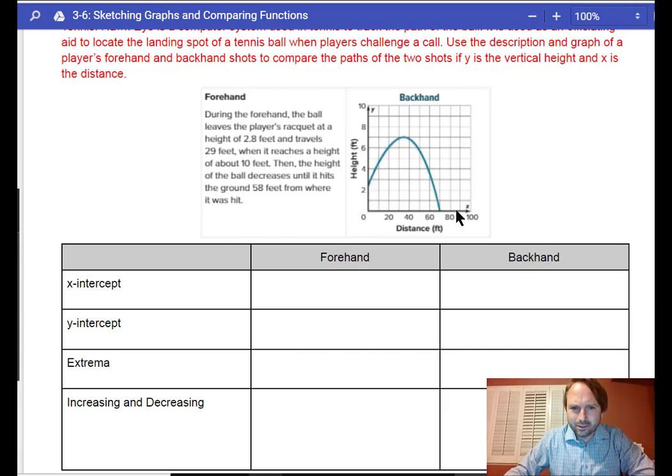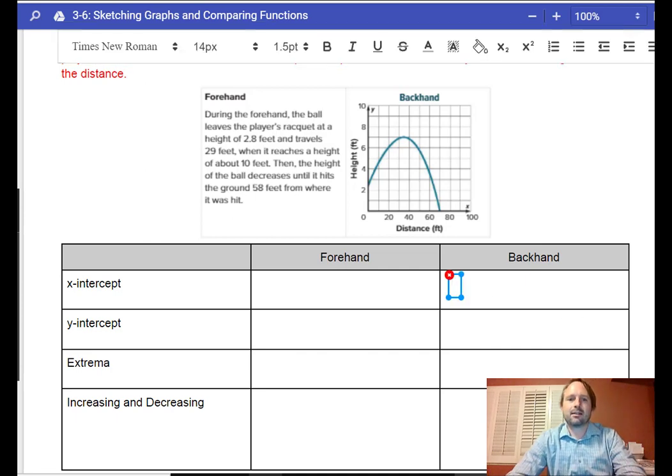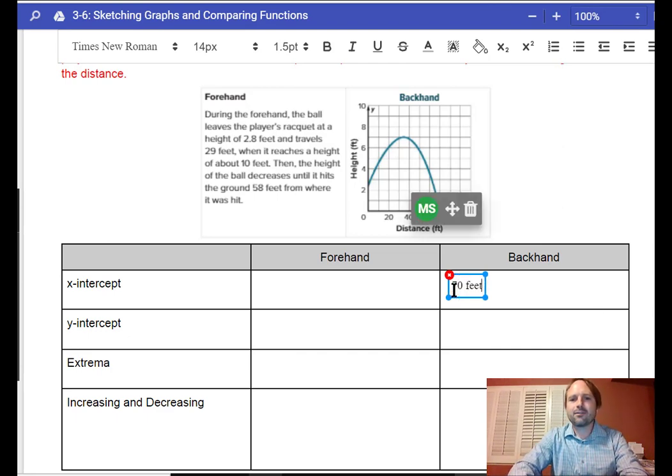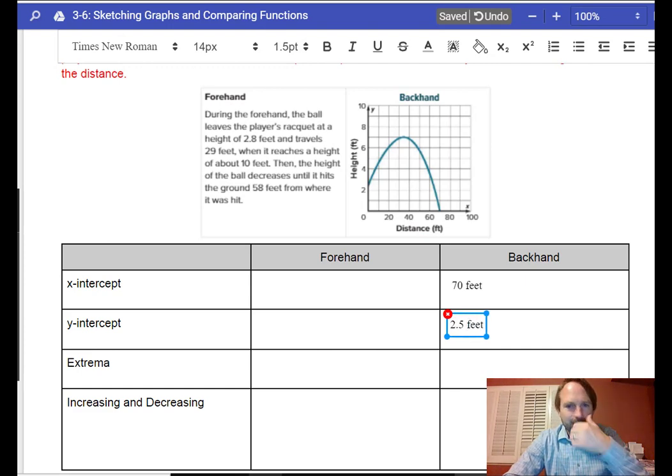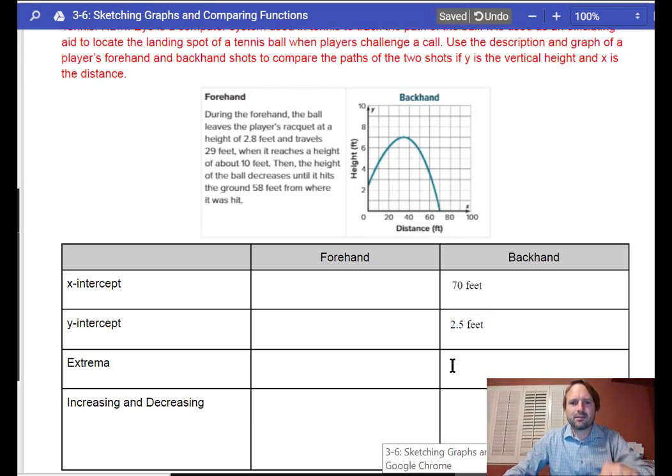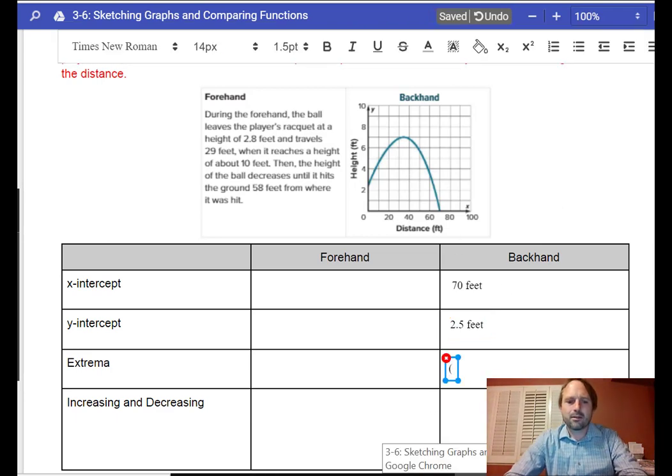Let's do the x-intercept. It looks like the x-intercept of the backhand is going to be at 70 feet. Let's type that in. 70 feet. And the y-intercept, it looks like it's maybe 2.5. Yeah, 2.5 feet up. The extreme, I would say that's right about here, which would be 35 feet, or at 35, 7 feet.